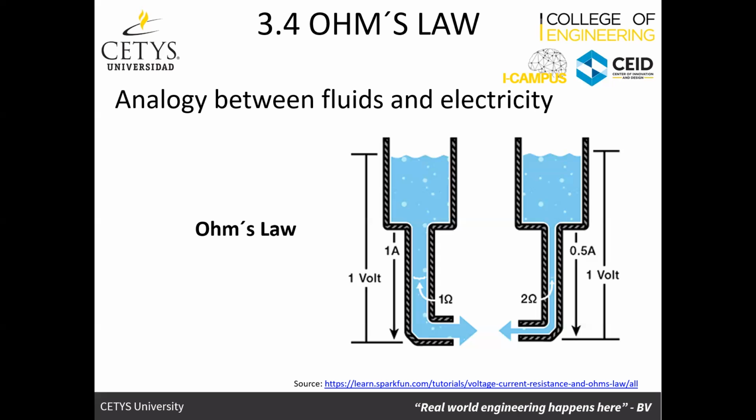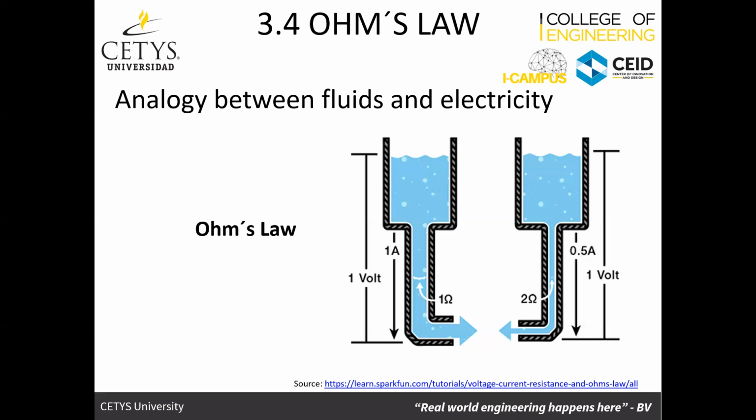Depending on the length or the constriction of the tube, the constriction of the tube would be the analogy to the resistance. And the flow would be the amps, or the current. So there's going to be a different amount of flow in the constriction. There's going to be less flow than in the one that's less constricted. And there's going to be a relationship between these two.